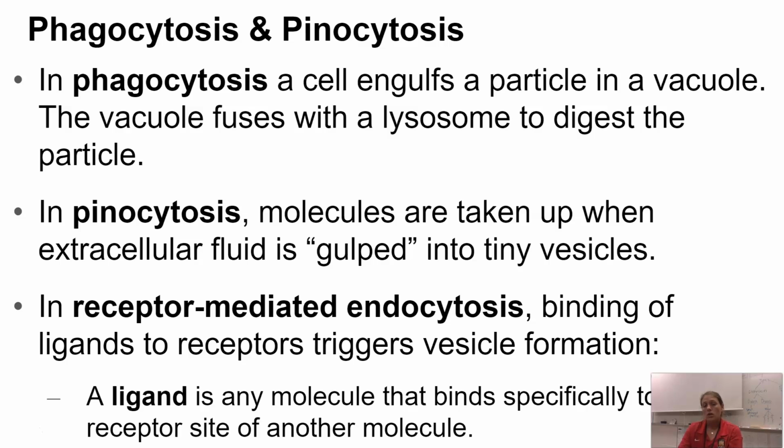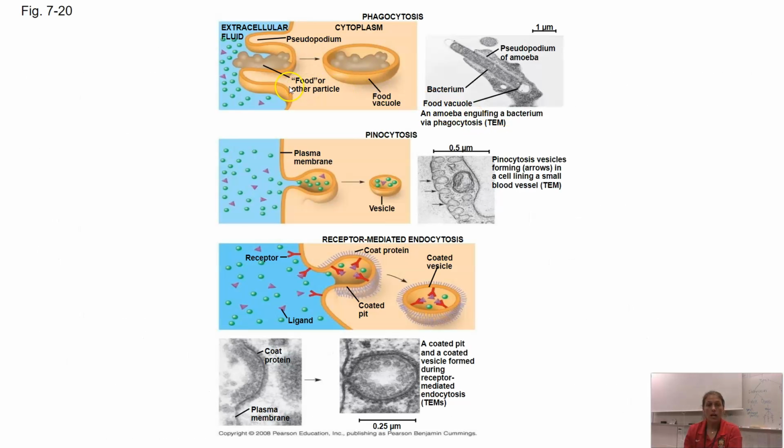And that signal, or that ligand, is what is going to trigger the vesicle formation to actually bring stuff in. Okay, so again, a ligand is just any molecule that binds to a receptor site so that the molecule can actually know to be engulfed.